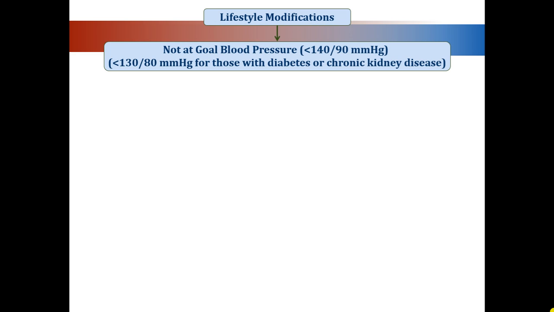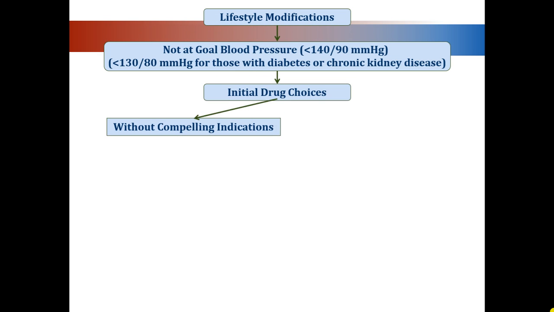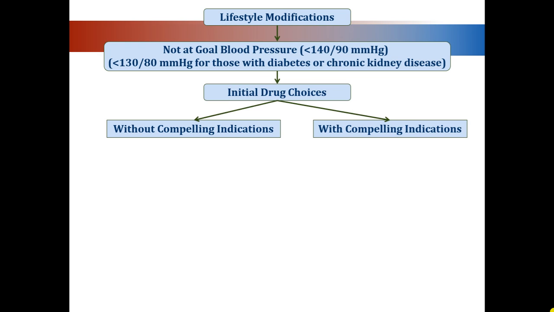So you begin with lifestyle modification. If not at goal blood pressure of 140 by 90 mmHg, or less than 130 by 80 mmHg for those with diabetes or chronic kidney disease, then you initiate the drug therapy. Initial drug choices are without compelling indications and with compelling indications.